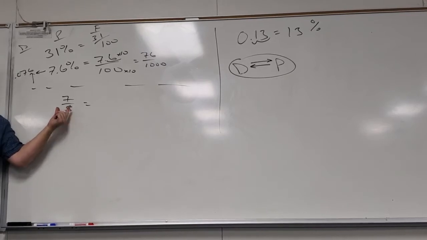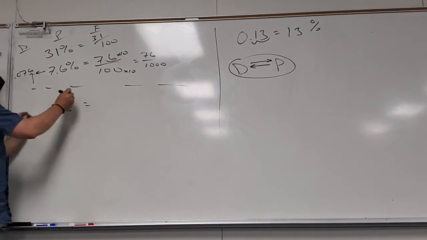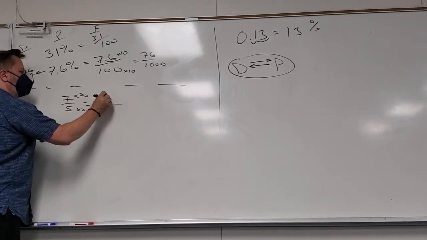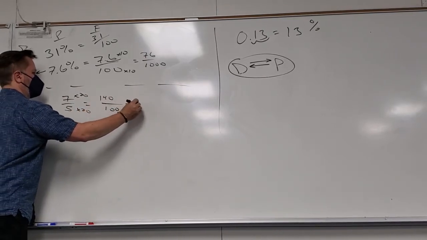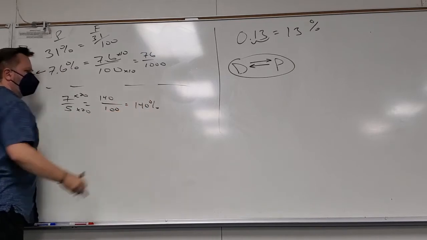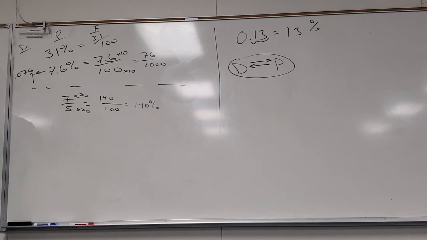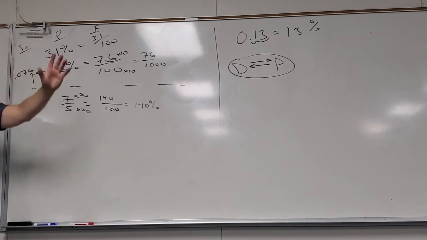100. Well, how do you make 100 down here? Multiply by 20, so you get 140, which is 140%, right? Replace the over 100 with percent. I really want that clear. That leads directly to the math involved. Percent means per 100, which means divide by 100, which is why all of this works the way it does.